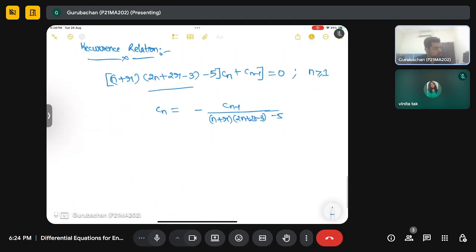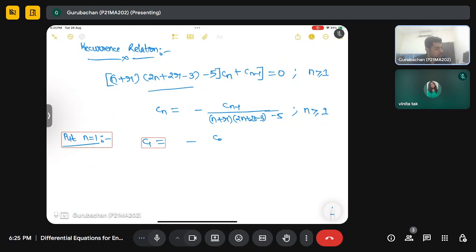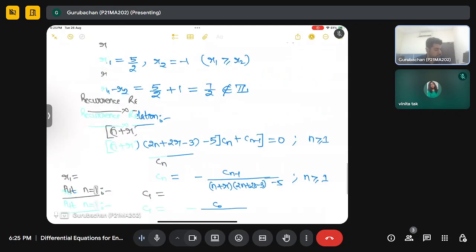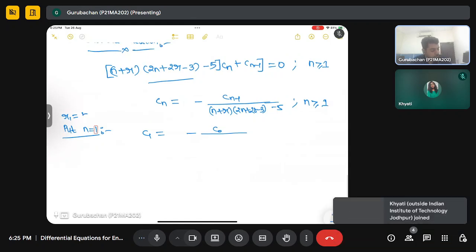Next, this relation is valid for n greater than or equal to 1. So put n equal to 1. What you will get is C1 as minus C0 divided by... First we are finding the solution for r1, and we have two roots, 5 by 2 and minus 1, so we have to find it for both. Either we can explicitly assume r1 to be 5 by 2 and r2 to be minus 1 and calculate, or we can calculate for general r and then solve it. So I am doing it first for 5 by 2.